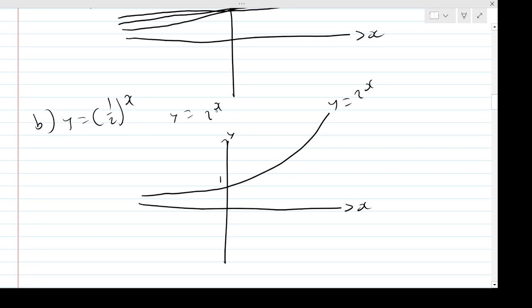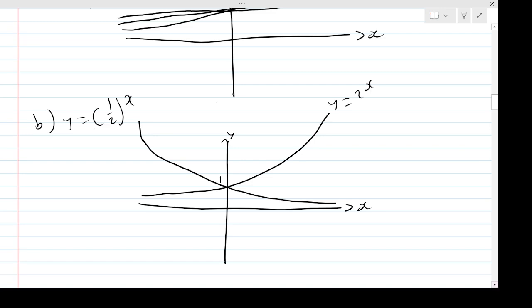Okay, now there are 2 ways. Again, you could just see that a half is effectively less than 1, right? So a is less than 1 because it's a half. So it has the opposite effect. So it comes down like this. And it'll still pass through 1, and it will tend to 0 as it goes to positive infinity. Something like that, right? That'll be y is a half to the x.